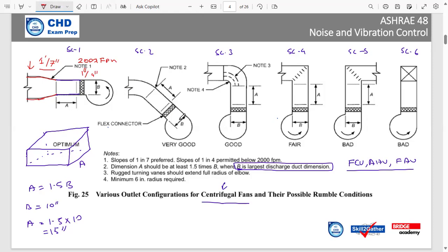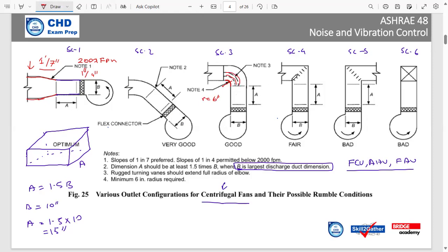Scenario number 2 is similar to scenario number 1. And in scenario number 3, the centrifugal fan is throwing the air in a vertical motion, and you're going to have an elbow here. The elbow that you're going to have here must have a minimum radius of 6 inch. If you have more than 6 inch, no problem. Less than 6 inch is a problem. If it's less than 6 inch, you might face noise. And in this particular scenario, you must have the required number of vanes inside the elbow to avoid noise.